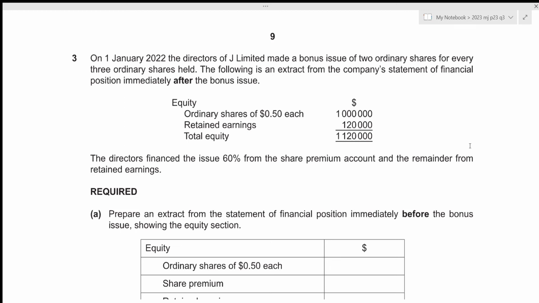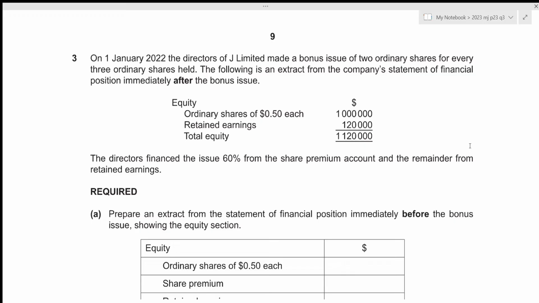Hi everyone, in this video we'll be going over A-Level Accounting 2023 May-June Paper 2-3 question number 3. This is paper 2 which consists of 4 questions. 2 of them will be of 15 marks and 2 of them will be of 30 marks. And the total time limit for this paper is 1 hour and 45 minutes.